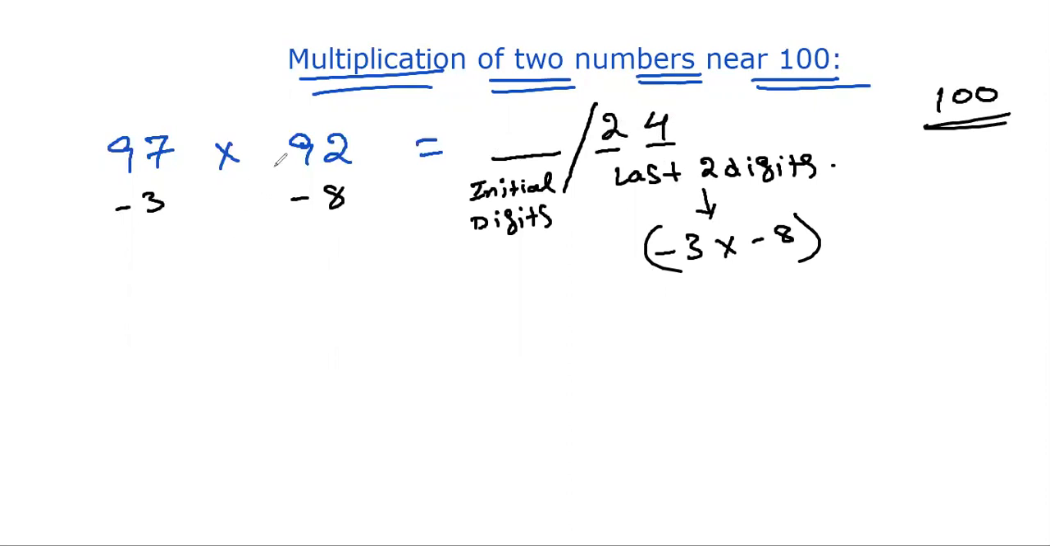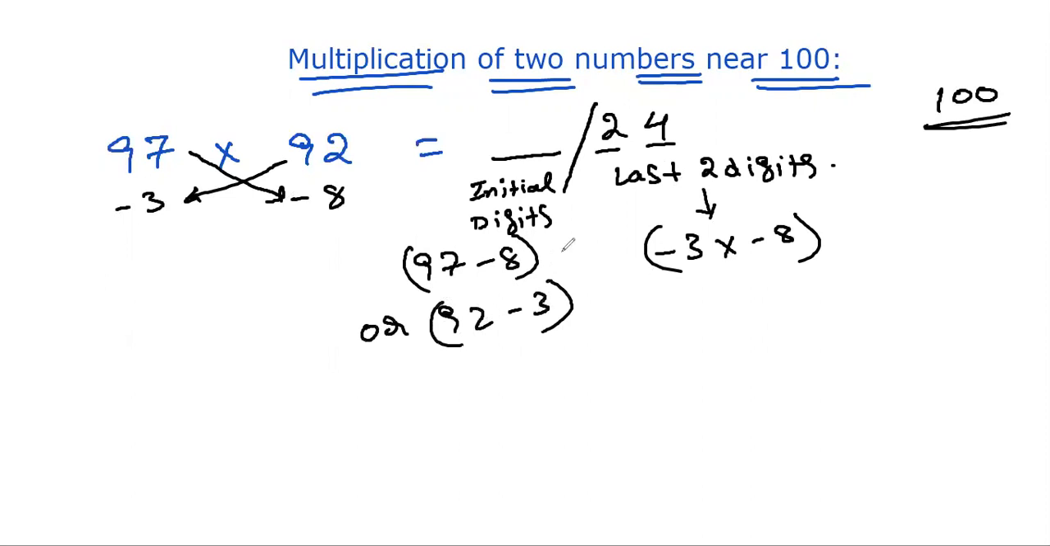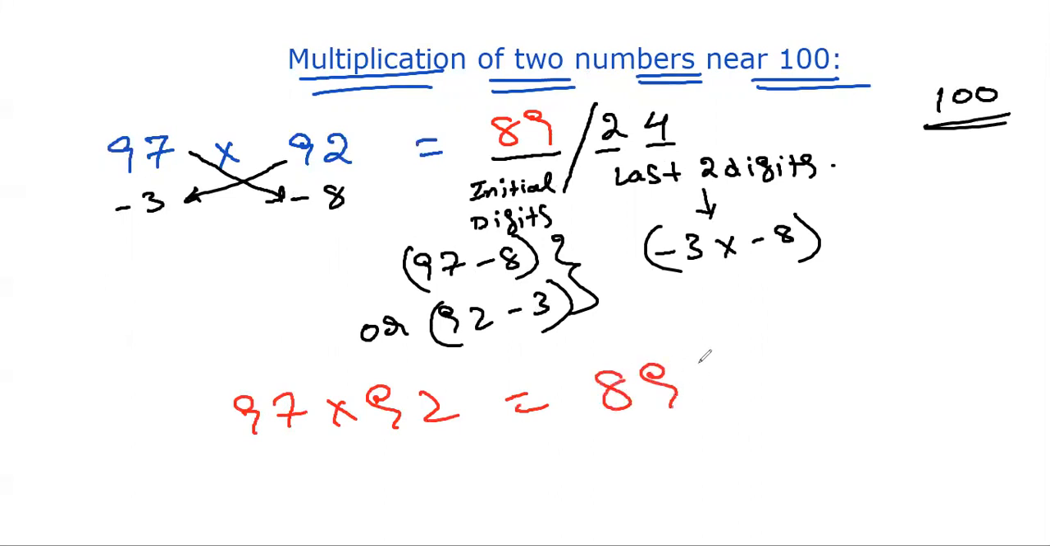Initial digits, how you will get? You have to do it cross like this. Either 97 minus 8 or 92 minus 3. Any one of these two values you can take. So 92 minus 3 is what? 89. So 97 into 92, what you will get the answer is 8924.